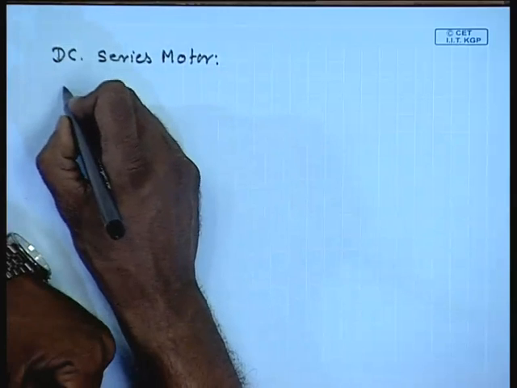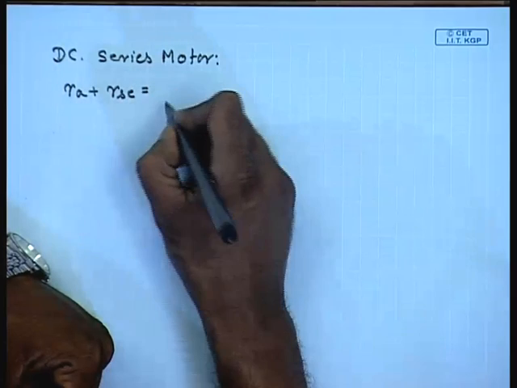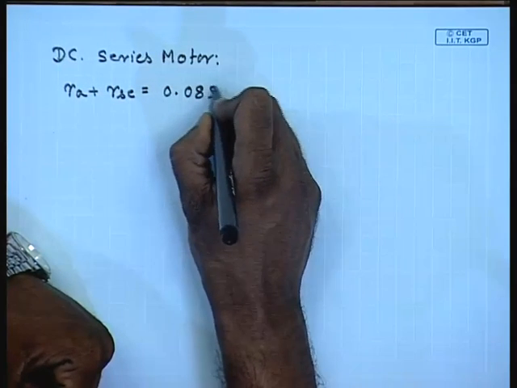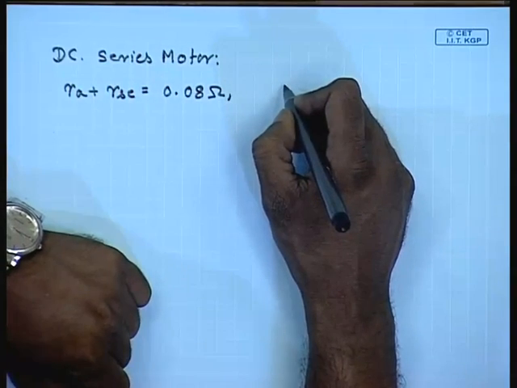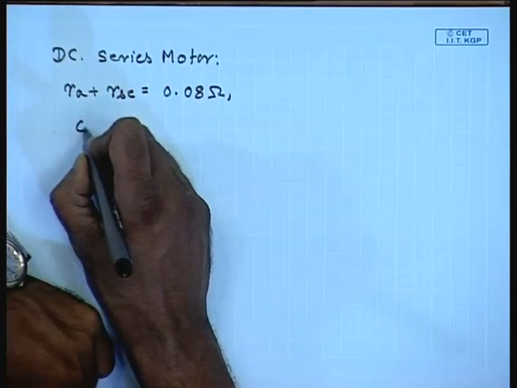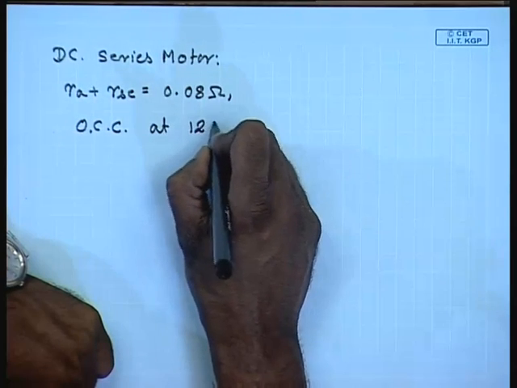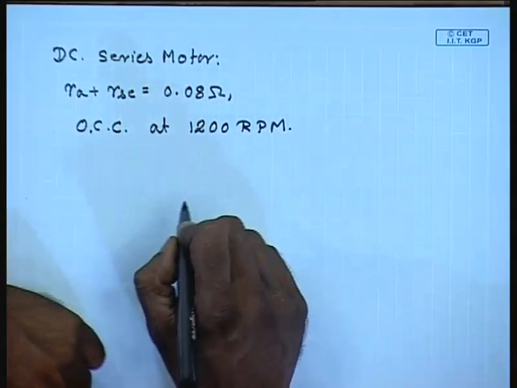This has Ra plus RAC equal to 0.08 ohm. Now, the OCC is determined at 1200 RPM, and is given by the following data.